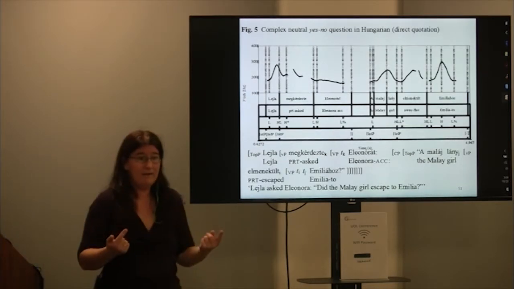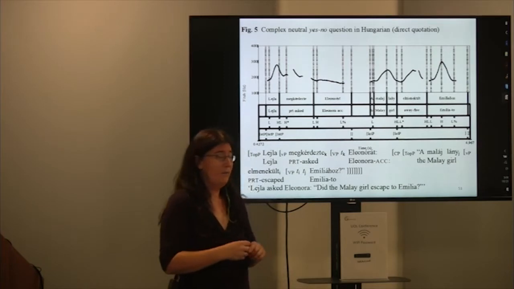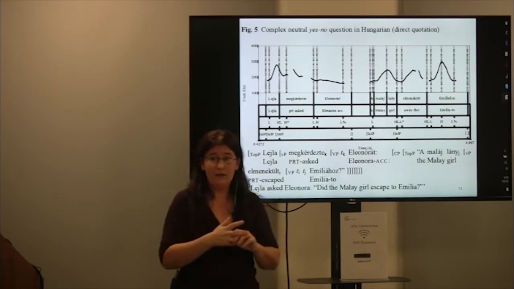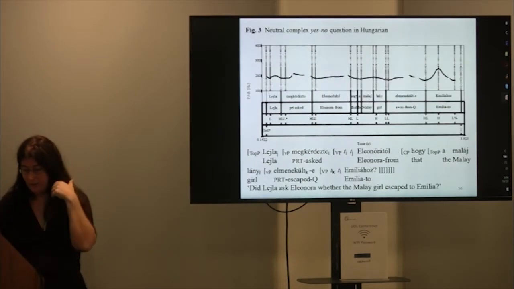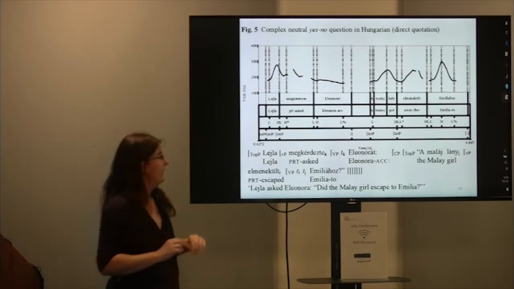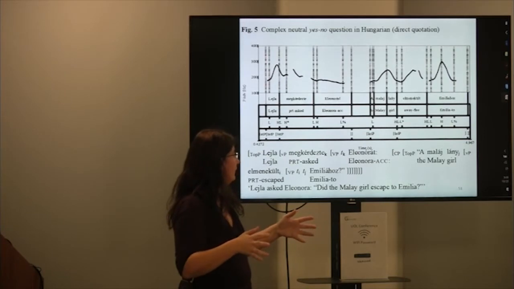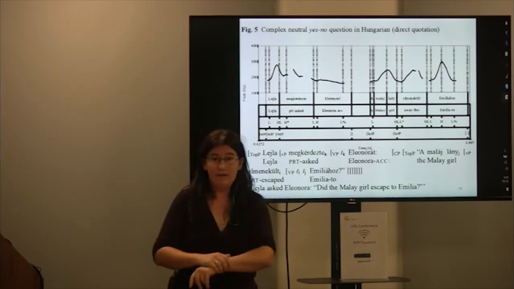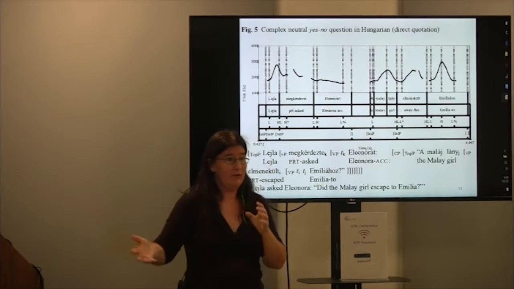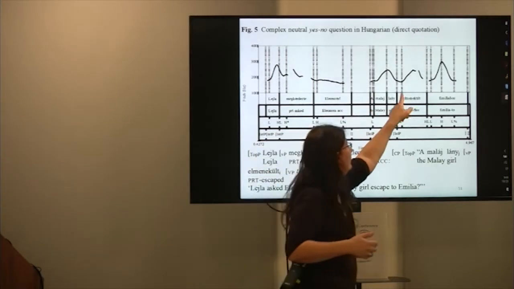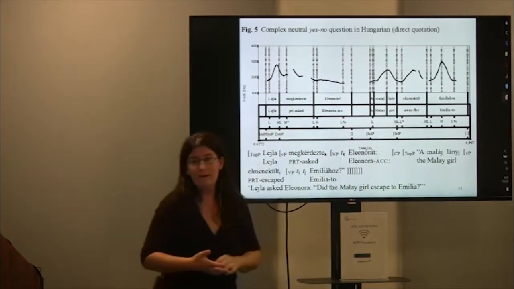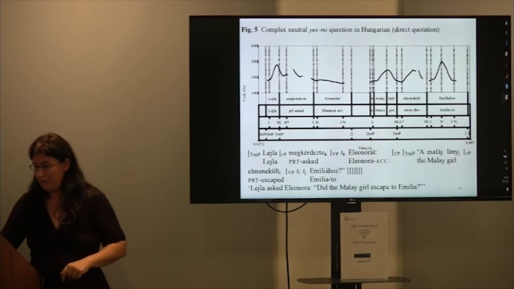Just to compare this, I give you an example where you have a direct quotation. The earlier sentence said something like, did Leila ask Eleonora whether the Malay girl escaped to Emilia? Okay, and in this one, it says, Leila asked Eleonora, the Malay girl escaped to Emilia? Okay, so that's a direct quotation of a question. And now you can see that you get a declarative tune on the first part, and the question tune only starts on the embedded verb, as you would expect if it's a direct quotation. So if you want to compare these two, it's kind of nice.